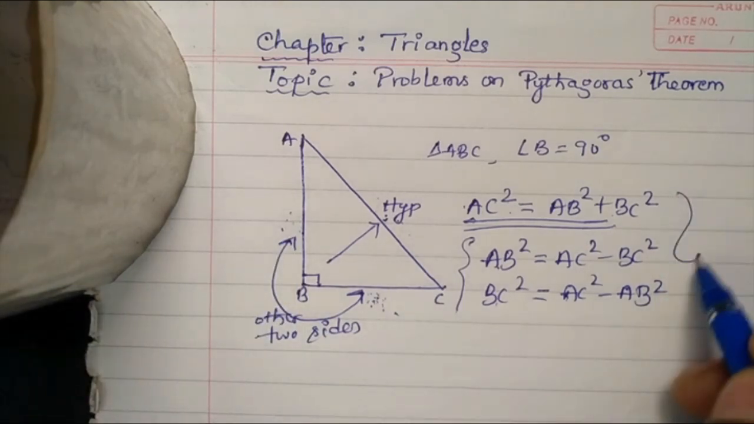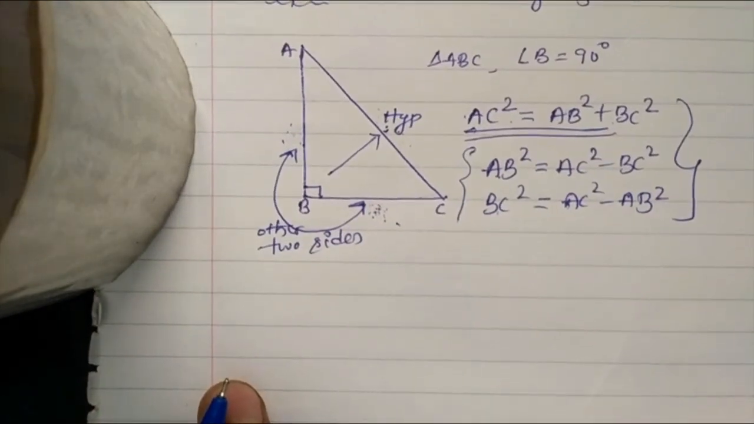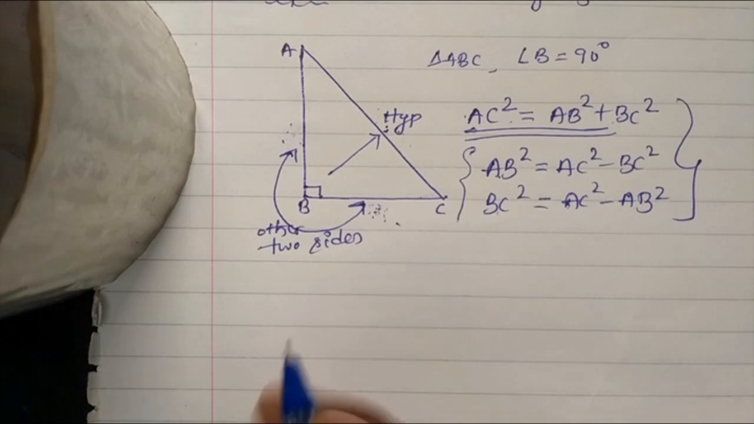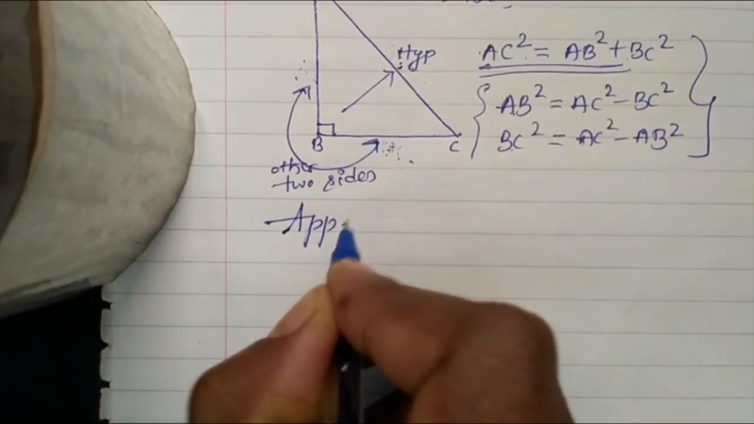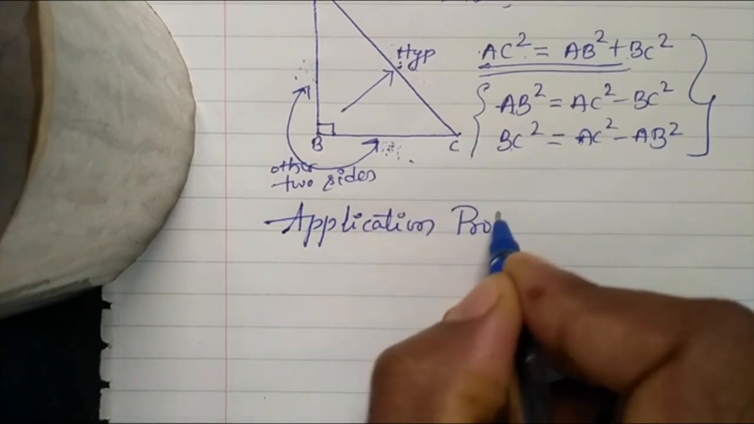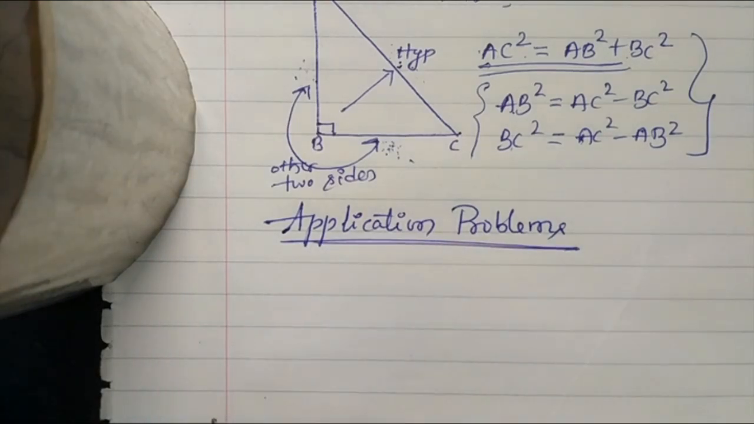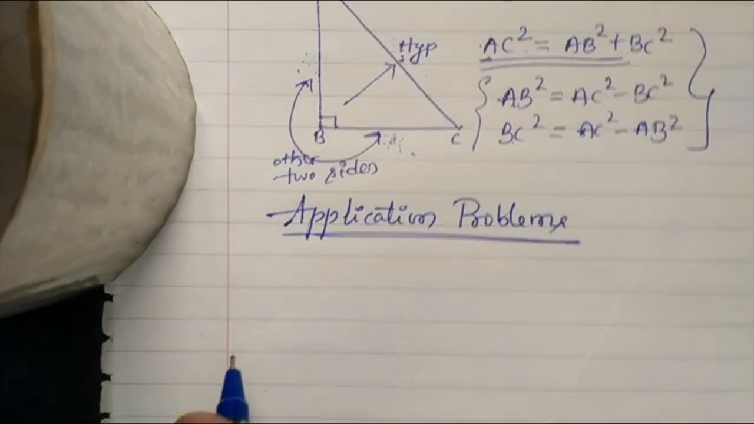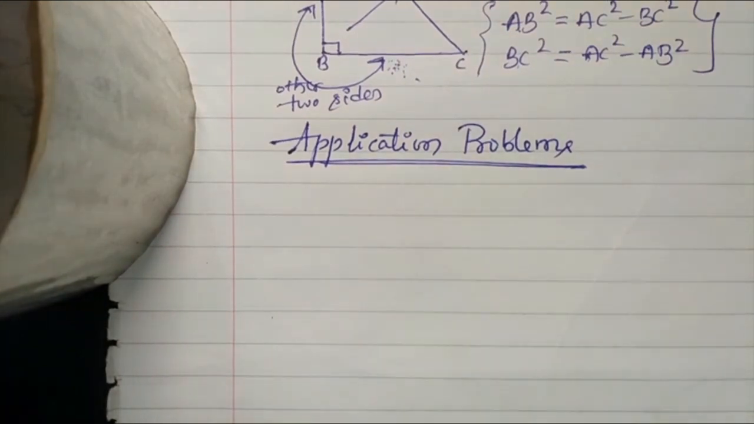So using all these three ways of writing equations from the Pythagoras theorem, let's see some application problems first. Application problems in Pythagoras theorem. So I read out the question.